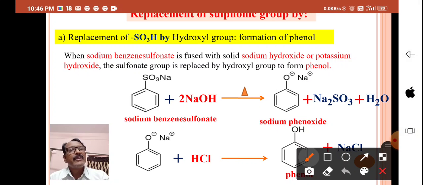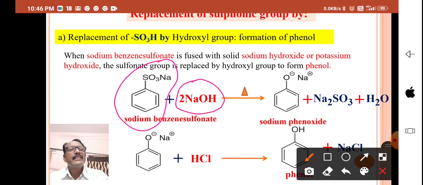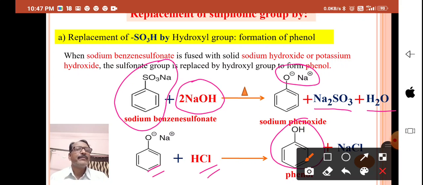In this reaction, we can see this is sodium benzene sulfonate. It is reacting with sodium hydroxide. There is formation of the sodium salt, that is sodium phenoxide, with the formation of sodium sulfite and water. This sodium phenoxide reacts with HCl and there is formation of phenol here. That means whenever sodium benzene sulfonate reacts with NaOH followed by HCl, it forms phenol.